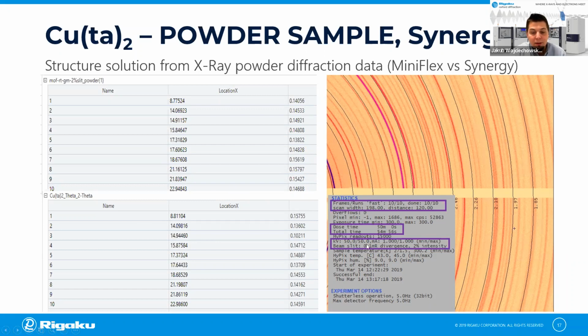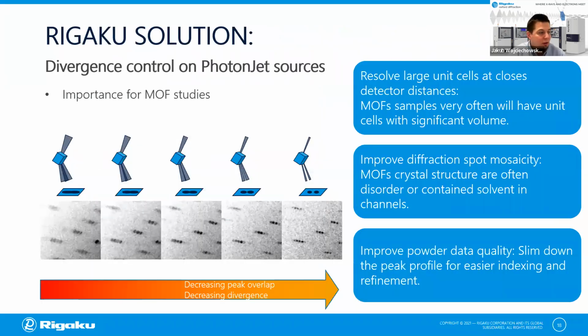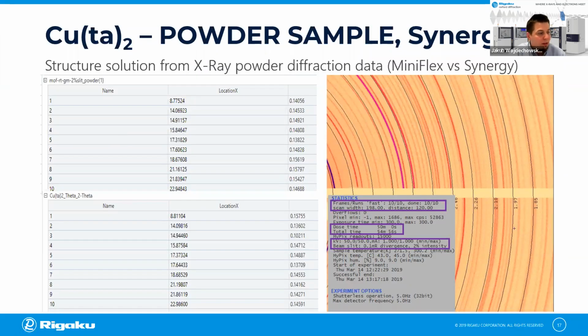As I mentioned, the beam slit setting was set up to 2% of the intensity of the beam, still giving very nice diffraction. And on top of this table, you have the peak statistics for Synergy, and on the bottom for the MiniFlex. And as you can imagine, there was no problem solving this structure from that Synergy data. But probably I should be ashamed that I still didn't learn it, because I will show you later how I actually did it, because I didn't solve it myself.